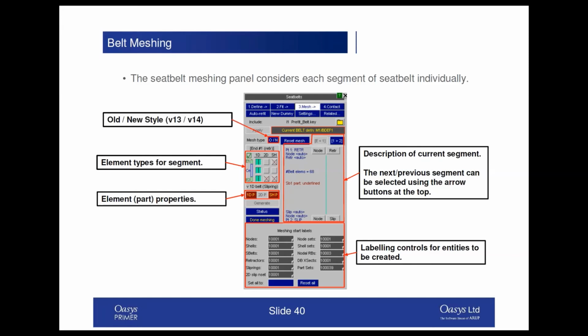Beneath that we have 3 buttons for the element properties. So there's the part cards that we're going to use for our 1D, 2D and shell elements. Right of those we've got a little schematic showing the segment of belt that we're currently working on. The example there is the first segment between the retractor and the shoulder slip ring. Primer's telling me that there's going to be 68 elements, and I haven't yet defined the seatbelt part. And at the bottom there is the labeling controls for the entities which will be created. So Primer's going to create lots of new entities for us once we press the mesh button, and this just tells Primer what labels it should be using.